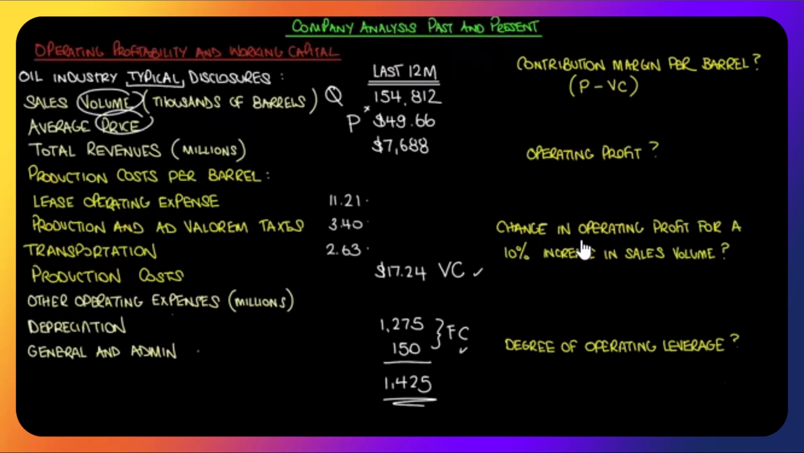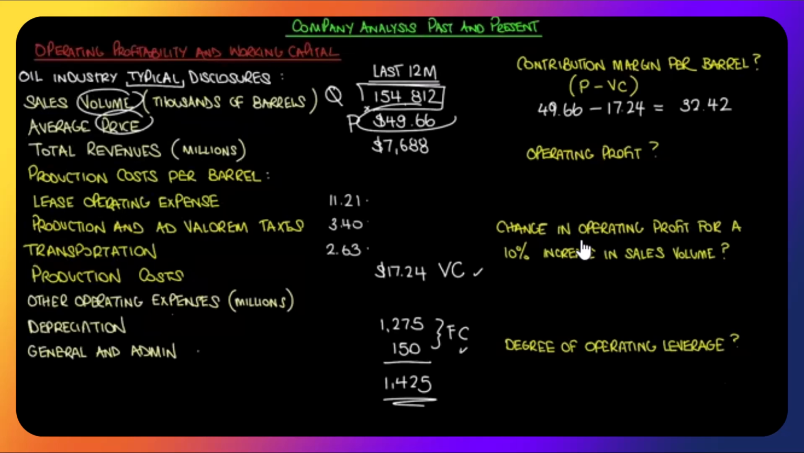So let's do that, starting with the contribution margin. Your contribution margin is P minus VC. We'll do it per barrel of output. Price, we'll take the average for the year at 49.66. Variable costs, 17.24. Contribution margin per barrel, 32.42. It is indeed positive. Excellent. But was it enough, given that we sold 154,812 barrels, given that volume, was it enough to cover our fixed costs and make an operating profit?